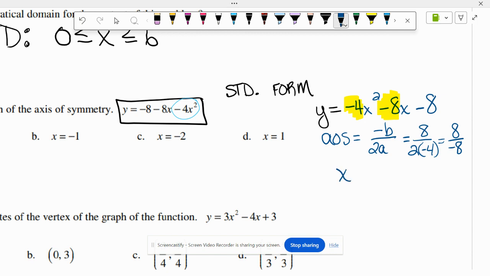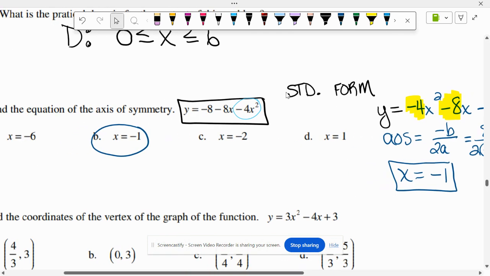So where does it cross the x-axis? Or not x-axis, sorry. What is the axis of symmetry? X equals what? If I just write negative 1, am I going to get that point? X equals negative 1.